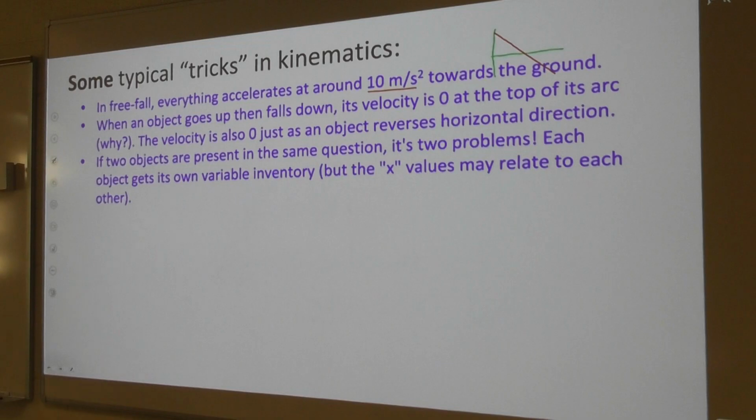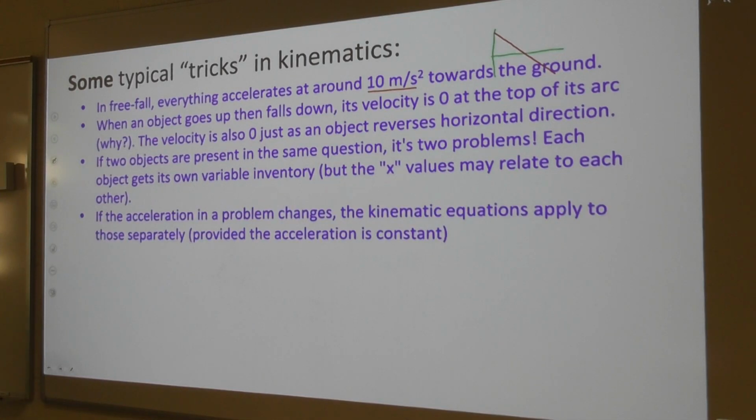Yeah? You want us to use 10 meters per second squared? Doesn't matter. You can use whichever one you want. The actual value is closer to 9.8. In practice, it's not going to make any difference for the work that we're doing. So usually people just use 10.